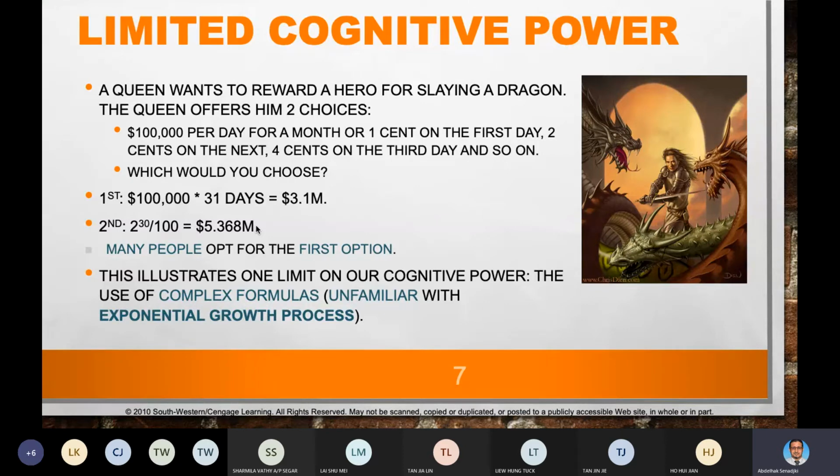So you see, because of this cognitive power limitation, the decision will be wrong. You would think, oh, better I take 100,000 per day for 1 month. How can I just take 1 cent and it will double every day? Because of the limitation of this cognitive power or knowledge, you are wasting almost 7 million that you did not consider.